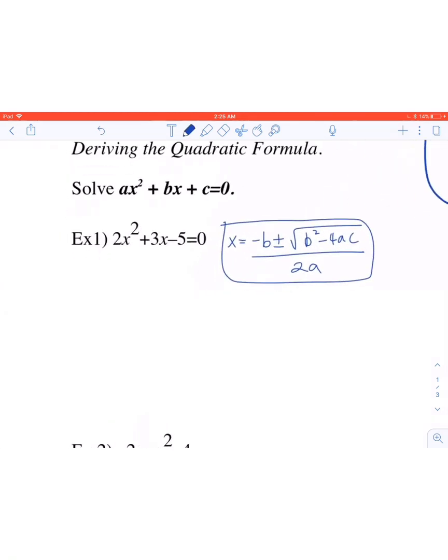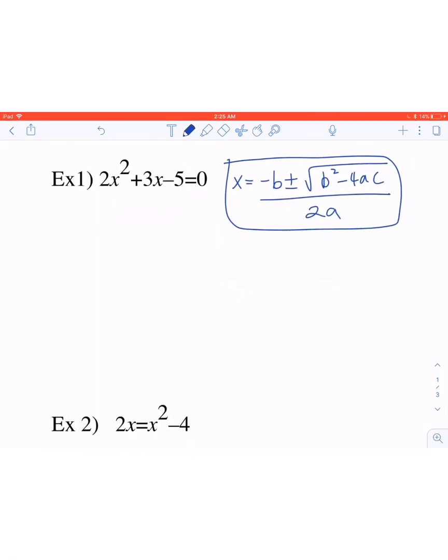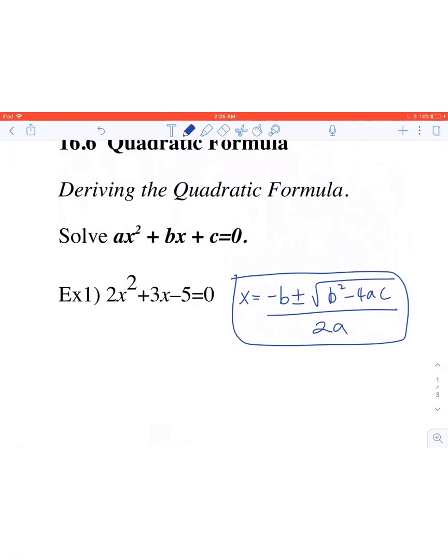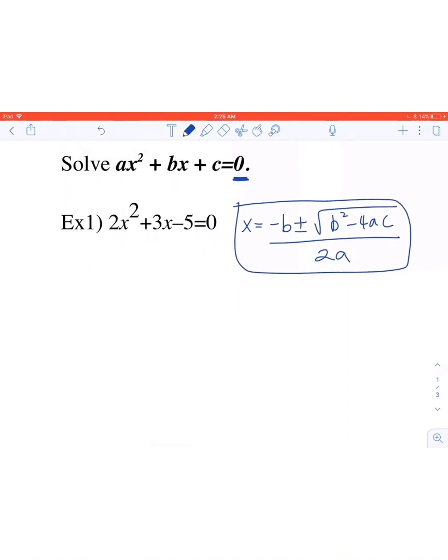I'm going to zoom in. Again, the prerequisite is that the equation has to equal 0, because we're looking for zeros. So here our a value is 2, b value is 3, c value is negative 5.